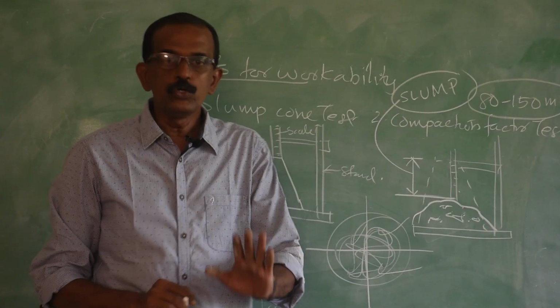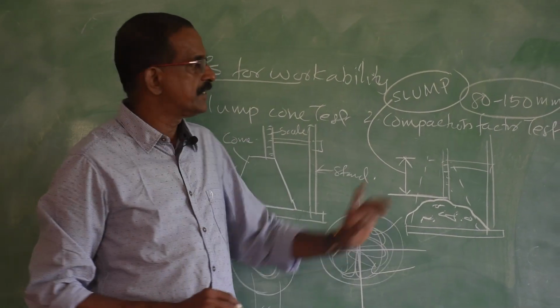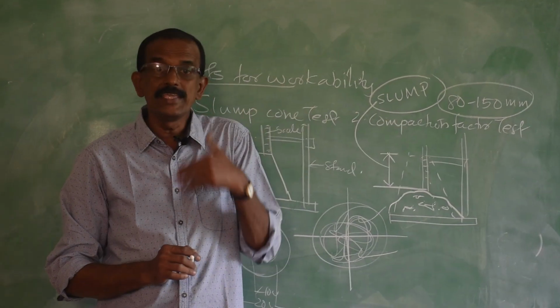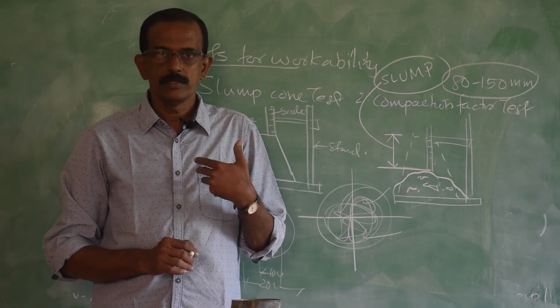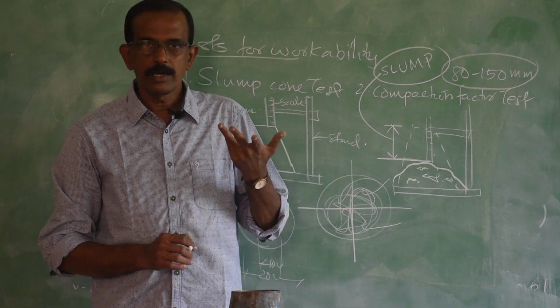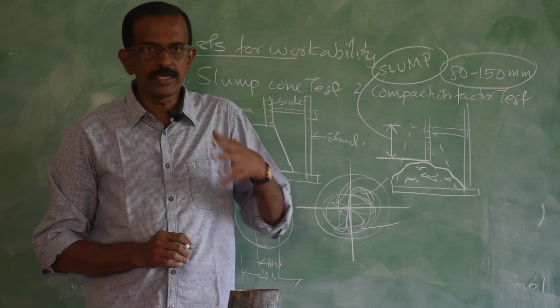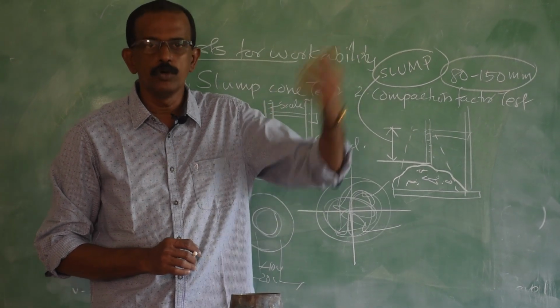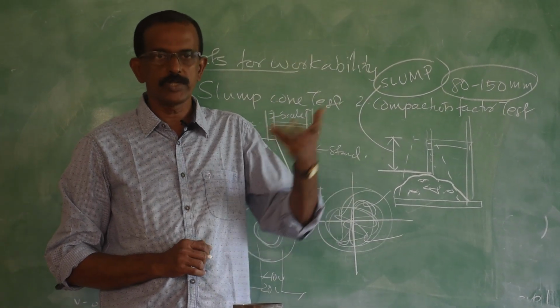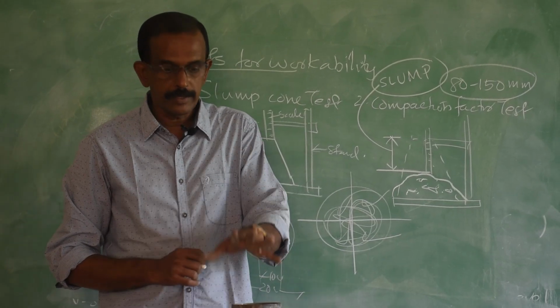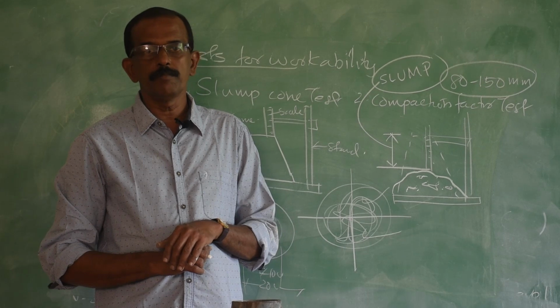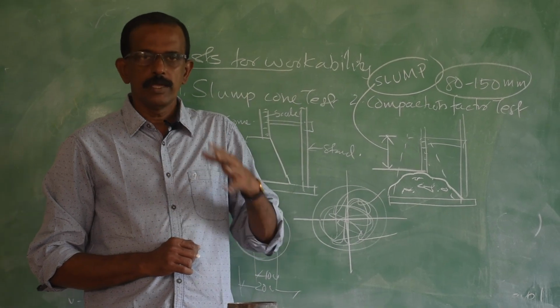Suppose when you do this experiment, you get a reading which is less than 80 mm. What does it mean? If it is less than 80, the added quantity of water is less. So, increase it: instead of 0.4, go to 0.5 or 0.6 water cement ratio. Or if you get a reading greater than 150 mm, reduce the quantity of water and repeat it.